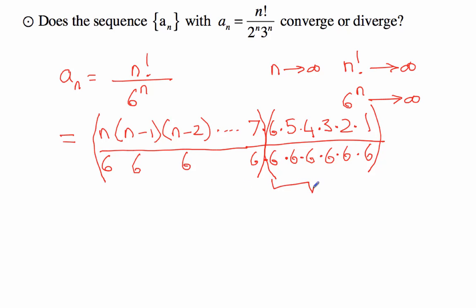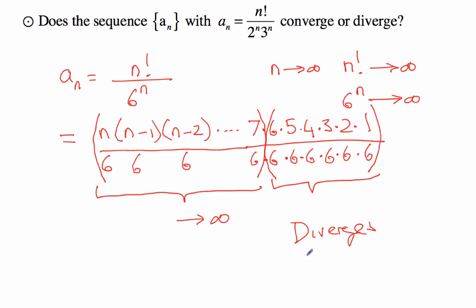Now, this is some number. I don't care what that is. It's some number which is less than 1. But this here is a number that goes to infinity as n becomes larger and larger. And you can see that because each one of these numbers is bigger than 1. So n over 6 is bigger than 1, so is n minus 1, and 7 over 6 is also bigger than 1. So you're multiplying an infinite number of numbers, and that's infinite because n is going to infinity, and so therefore this diverges. This sequence does not have a limit.